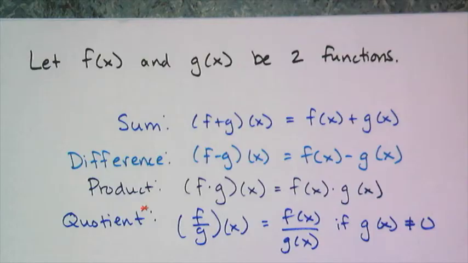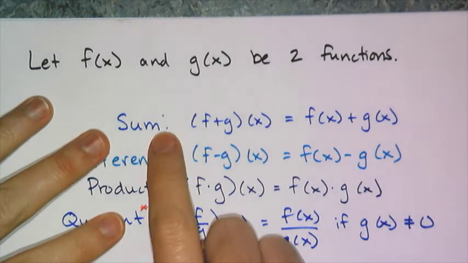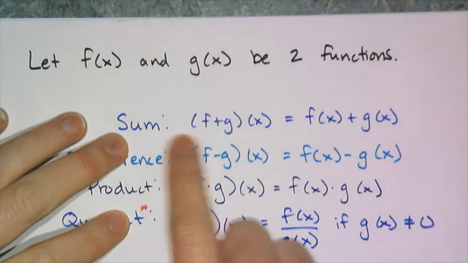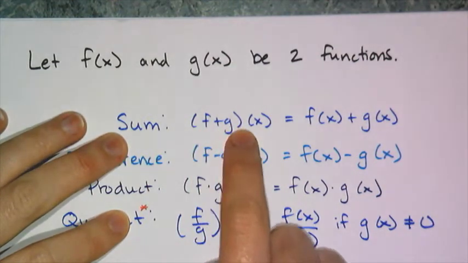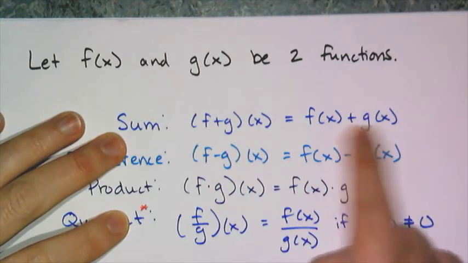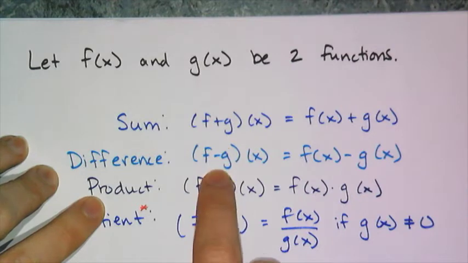We're talking about functions as objects within a set and looking at the different operations you can perform on functions. And here's the special notation you need. So first I can add functions, and if I add functions it looks like open parentheses f plus g close parentheses of x, and it's the same thing as just adding the two functions. I can take a difference of a function by replacing that plus sign with a minus.